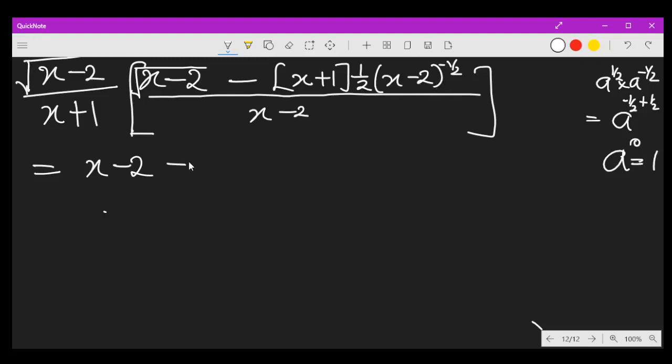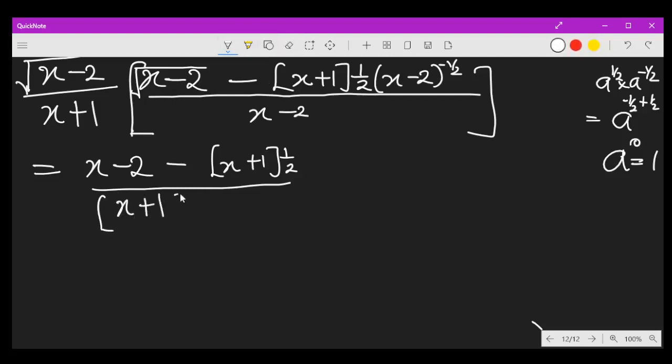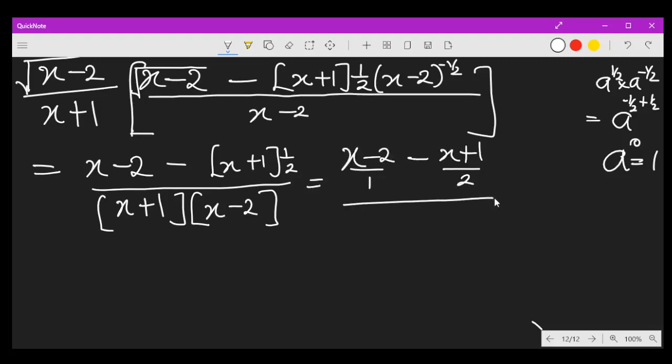So therefore, we remain with minus x plus 1, all into half over x plus 1 times x minus 2. So we find the LCM from this angle: we have x minus 2 minus x plus 1, all over 2, over 1 over 2, x plus 1 onto x minus 2. So from here we have 2x minus 4 minus x plus 1.